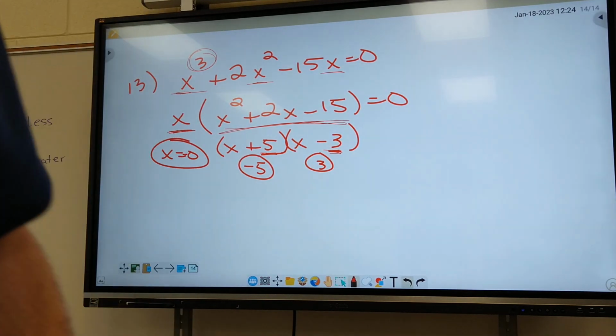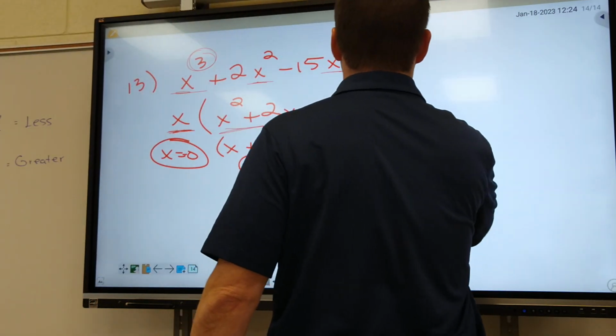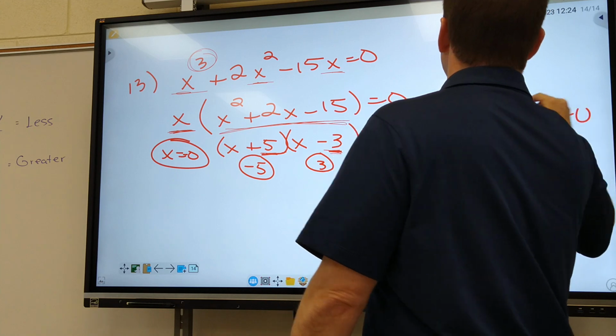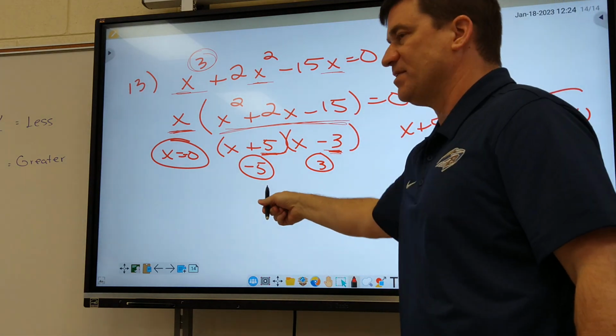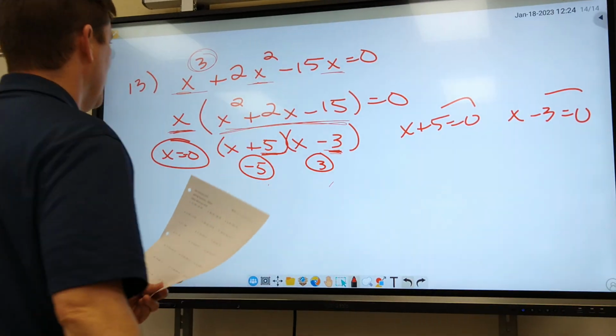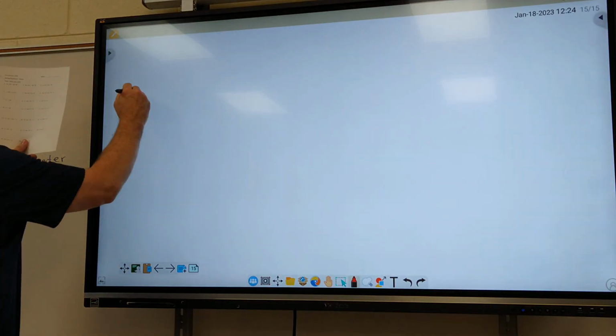All right, let's go to 14. Yeah, that's what I did, guys. I skipped a step. Right here, I had x plus 5 equals 0, and I had x minus 3 equals 0. And I just moved them over. That's how I got these answers. I skipped that. All right, nobody ever misses that one on the next test. Now, a lot of kids miss 14.